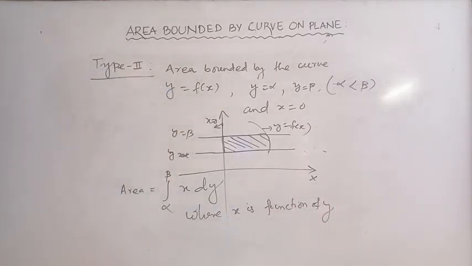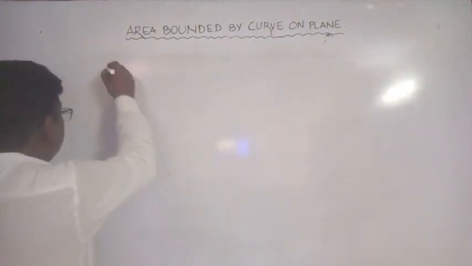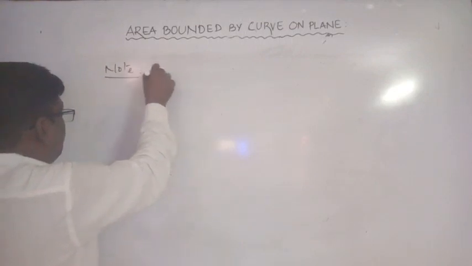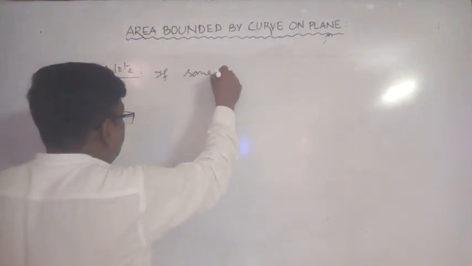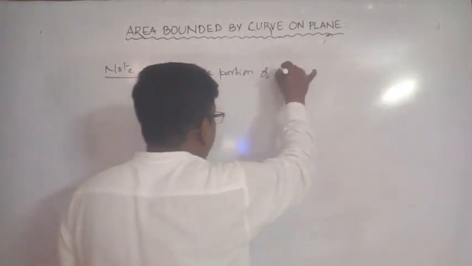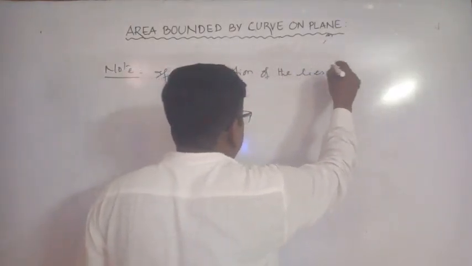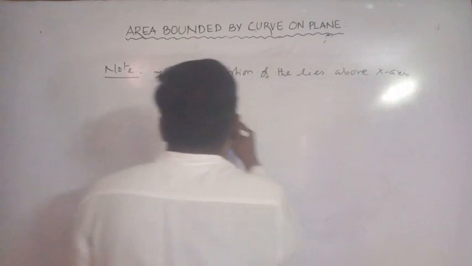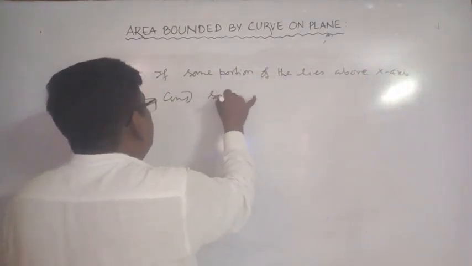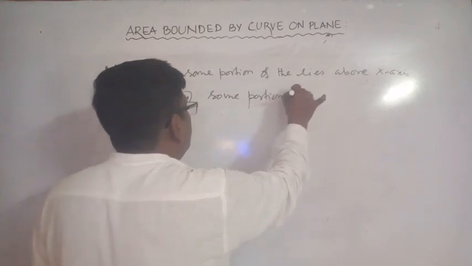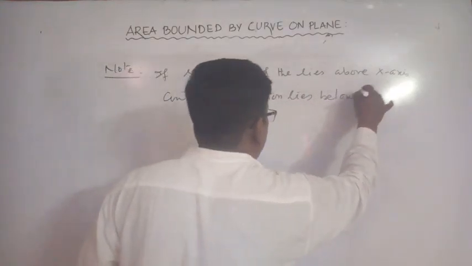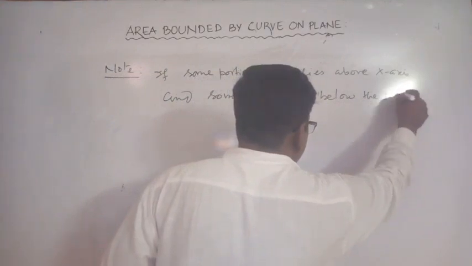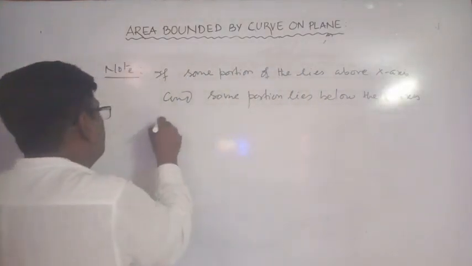Now type 3. Note, if some portion of the curve lies above the x-axis and some portion lies below the x-axis, like this.